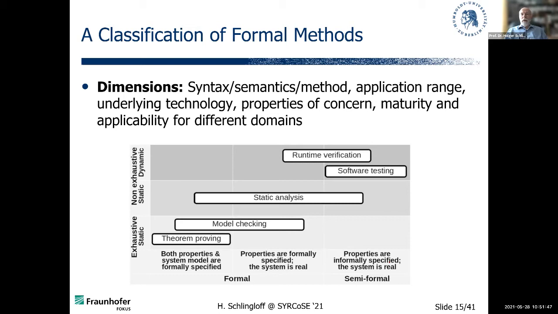And in our paper, we come up with this classification here, where we say we have formal or semi-formal, and we have exhaustive or non-exhaustive, and then static or dynamic. And you can see that theorem proving, for example, is classified as being formal and exhaustive, whereas, for example, runtime verification is somewhere in between, more on the semi-formal level and on the dynamic side. Yeah. So this is a classification.